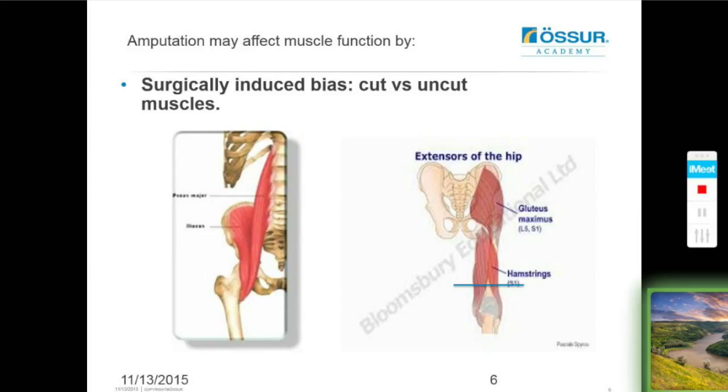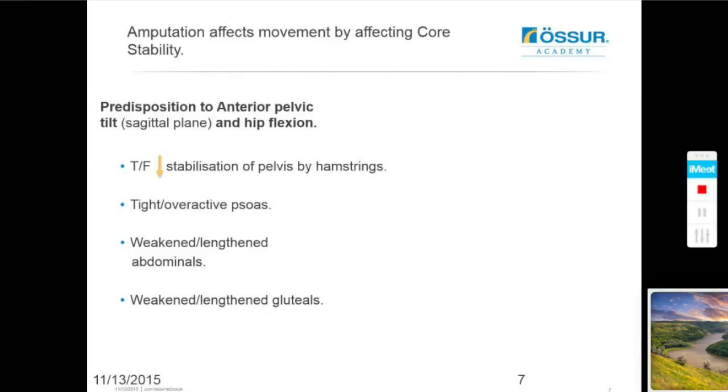So they will be inhibited a bit by pain and also having less insertion on the bone to act with. So we have flexors that are unaffected and nice and strong, and extensors that are affected and weakened a little bit. So we've got a bias there surgically towards the flexors, away from the extensors, particularly in the case of the transfemoral amputees.